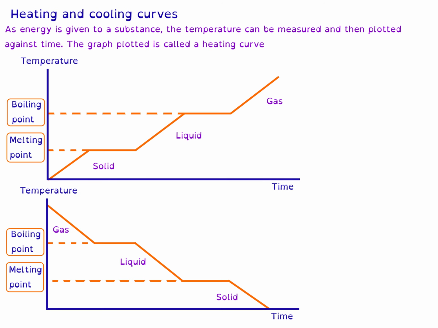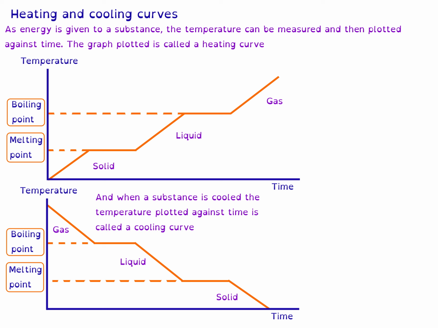As energy is given to a substance, the temperature can be measured and then plotted against time. The graph plotted is called a heating curve. And when a substance is cooled, the temperature plotted against time is called a cooling curve. Temperature is a measure of the average kinetic energy of a substance.